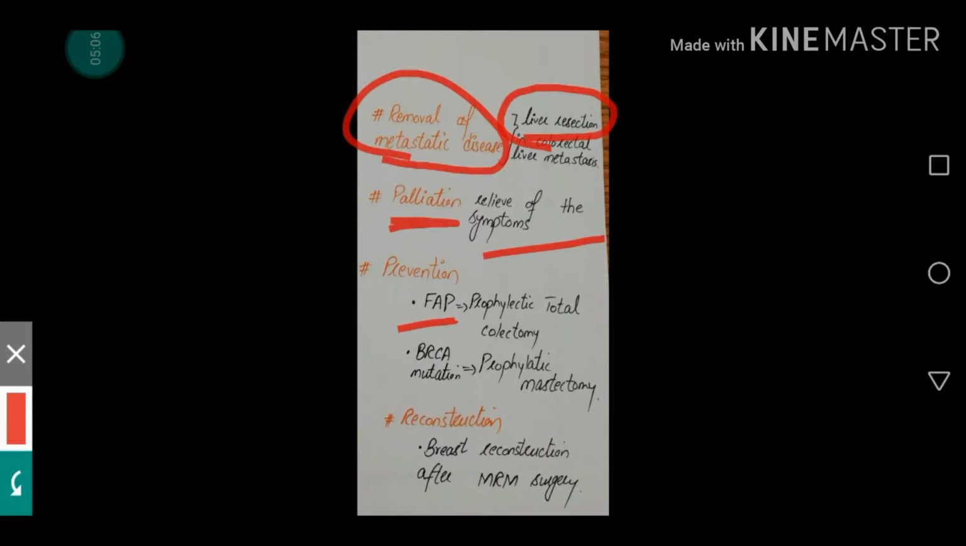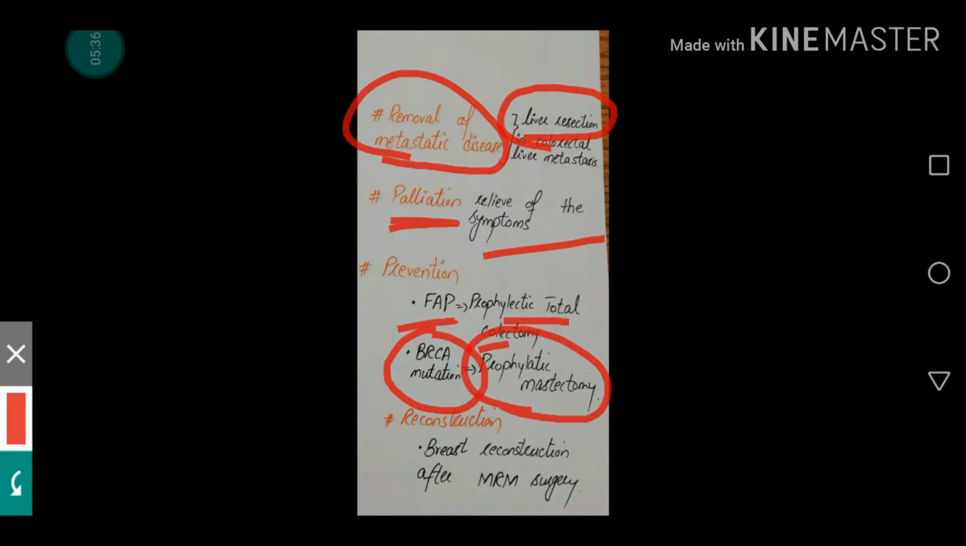This is a gene. If it is found in a patient, it is highly likely that he or she may develop carcinoma of the colon. So prophylactic total colectomy is performed in these patients. Then talking about another example, the BRCA mutations. If these mutations are found in a certain patient, most likely a female, then their breast has to be removed by a prophylactic mastectomy because they are most likely to develop carcinoma.